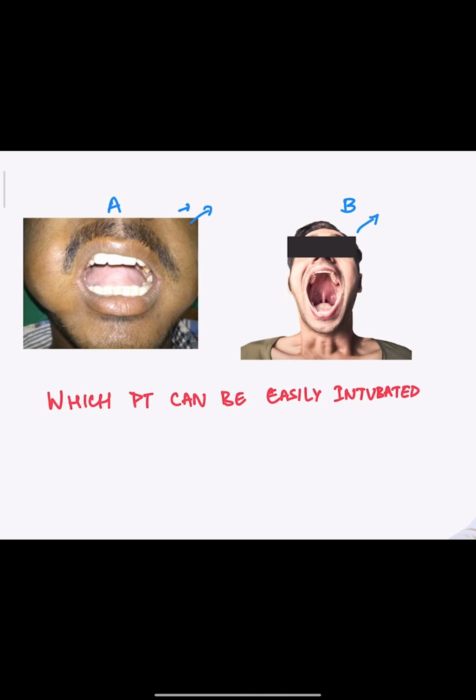So what do you think, guys? Which patient can be easily intubated? Patient A or patient B? Obviously patient B. Why? Because you are able to see all the structures clearly. That means you are having adequate space to do a laryngoscopy and intubate the patient. So this is a case of easy airway. This is a case of difficult airway. Okay? So to predict the easiness or difficulty of the airway, there are many classifications given, guys. One of the classification that we commonly follow is called as Mallampatti classification.